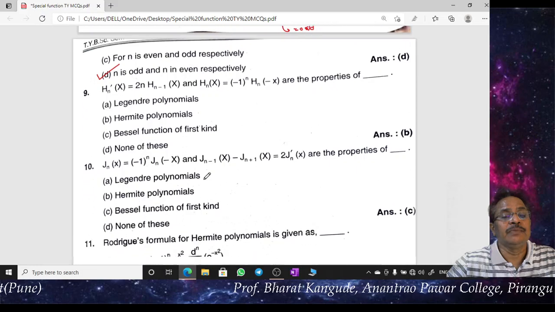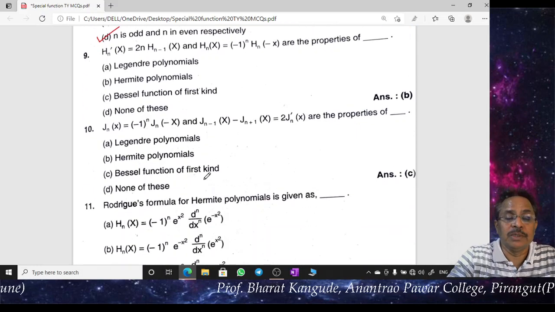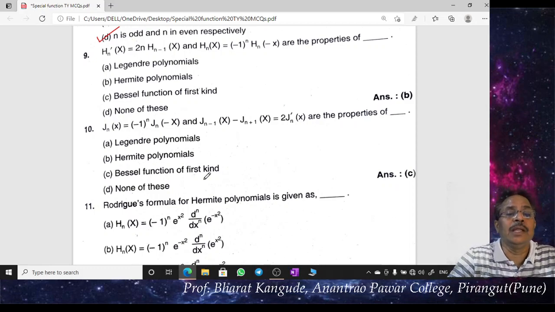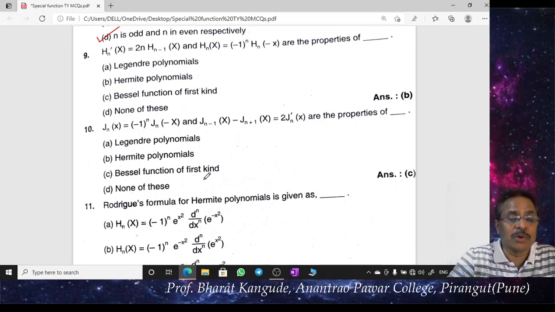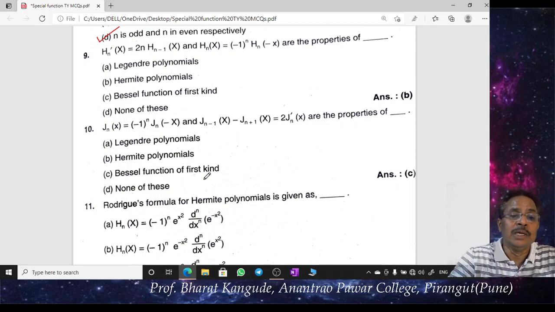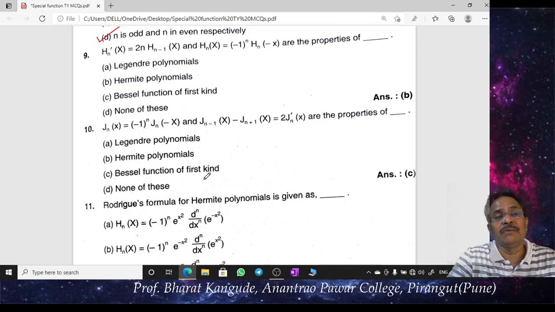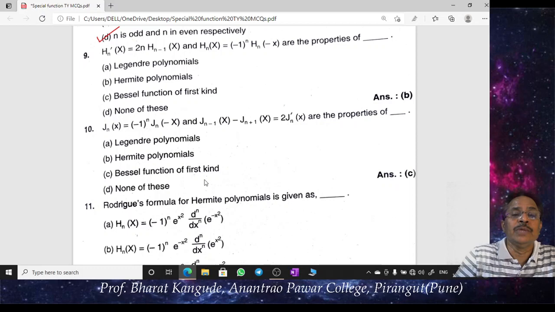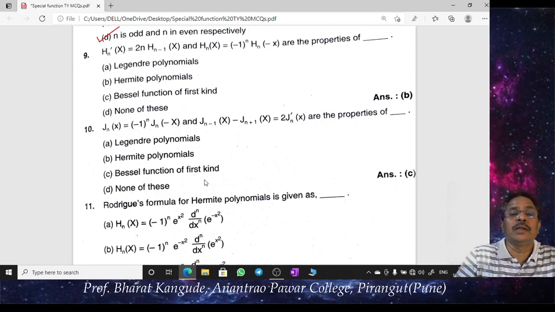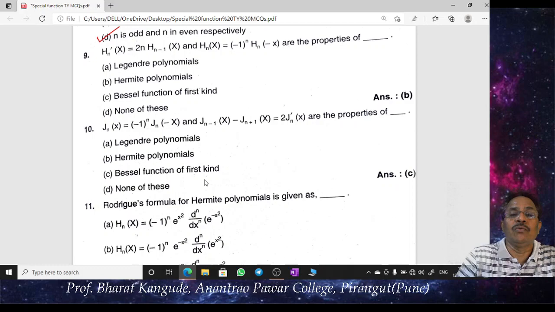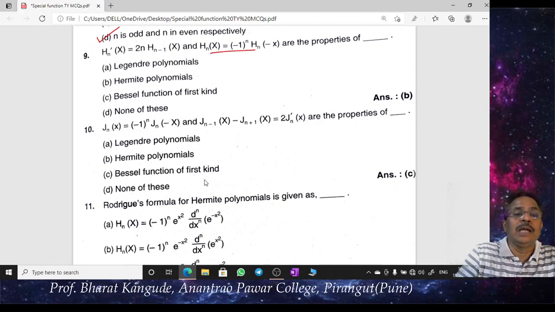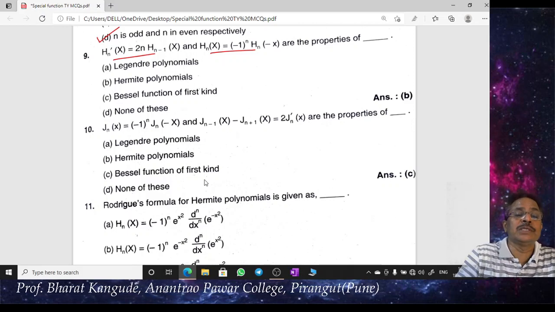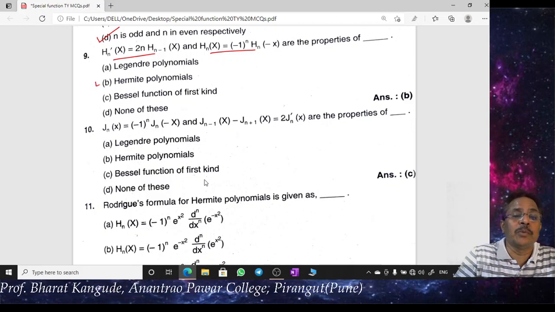Now question number 9. This is again a simple property of one of the functions or polynomials we have seen. H dash n of x is equal to twice n Hn minus 1 of x. How do we get this property in the case of Hermite polynomials? We differentiate this generating function with respect to x, and we get this particular property. Both of these properties mentioned here, Hn of x is equal to minus 1 raised to n multiplied by Hn of minus x, is a parity property, and the other is a simple differentiation of the generating function of Hermite polynomials, and therefore both of these are properties of the Hermite polynomial.